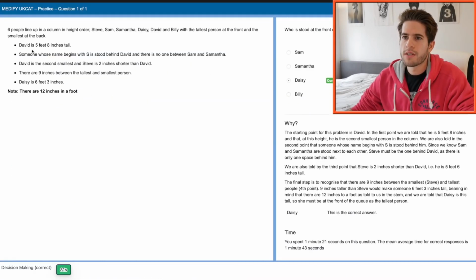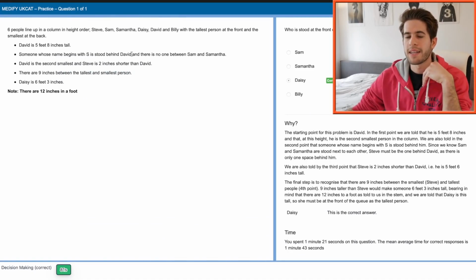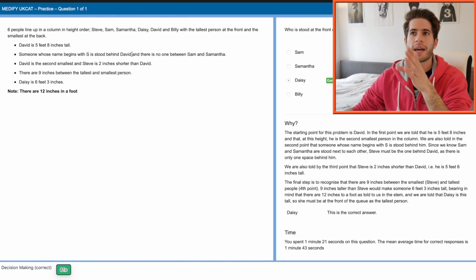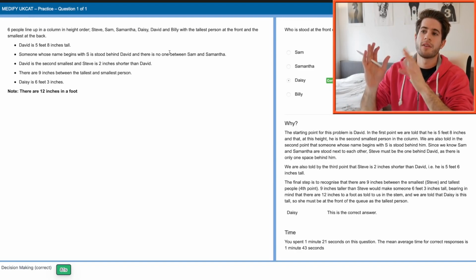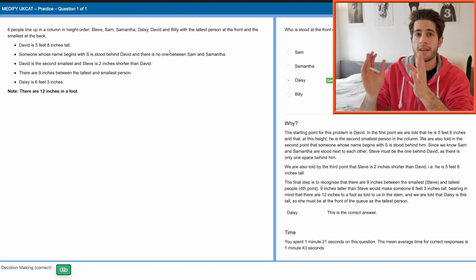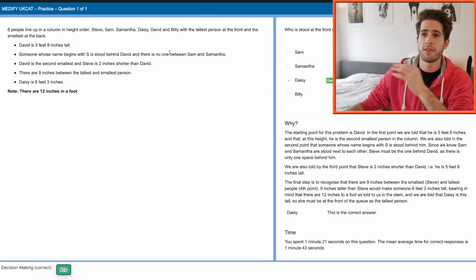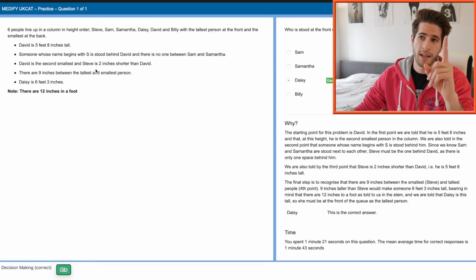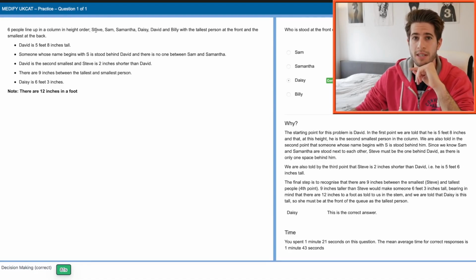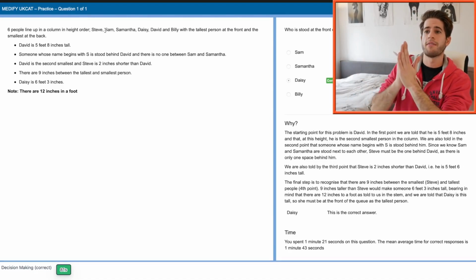Correct. So since David is 5'8", and someone whose name begins with S is stood behind David, we know that David can't be the last person because there's someone behind him. And there's no one between Sam and Samantha. So if either of Sam and Samantha were behind David, then there would have to be two behind David, but we know that David is the second smallest, which means only one person can be behind David, which means that person must be Steve. So the last two people are David and then Steve.